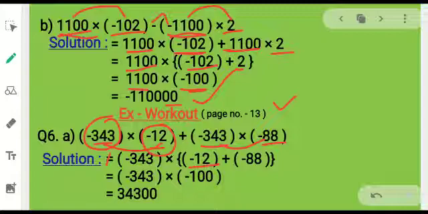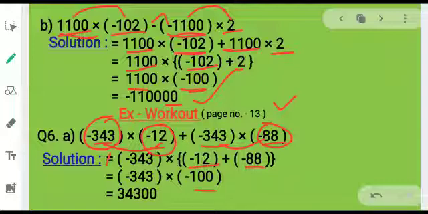Now we see both are negative integers. If both are negative integers or both are positive integers, they add. We have to add them. When we add 88 and 12, we get 100, and because both are negative integers, we get minus 100.